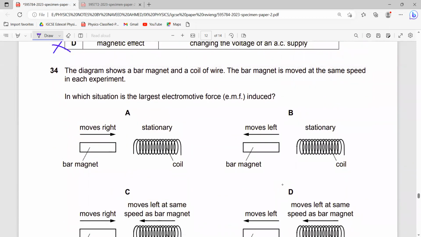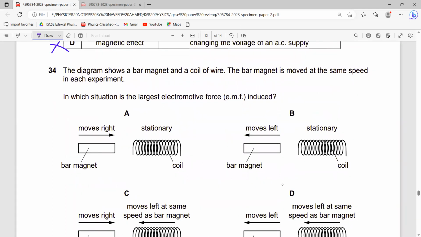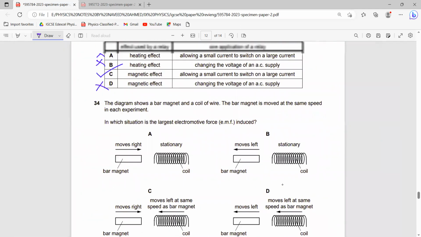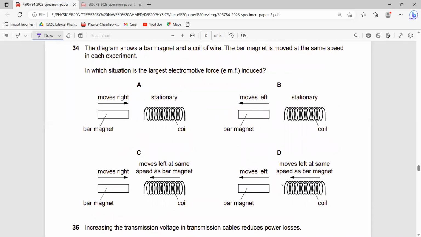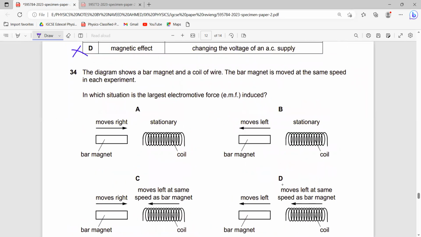In question number 34, the diagram shows a bar magnet and a coil of wire. The bar magnet is moved at the same speed in each experiment. In which situation is the largest electromotive force, EMF, induced?